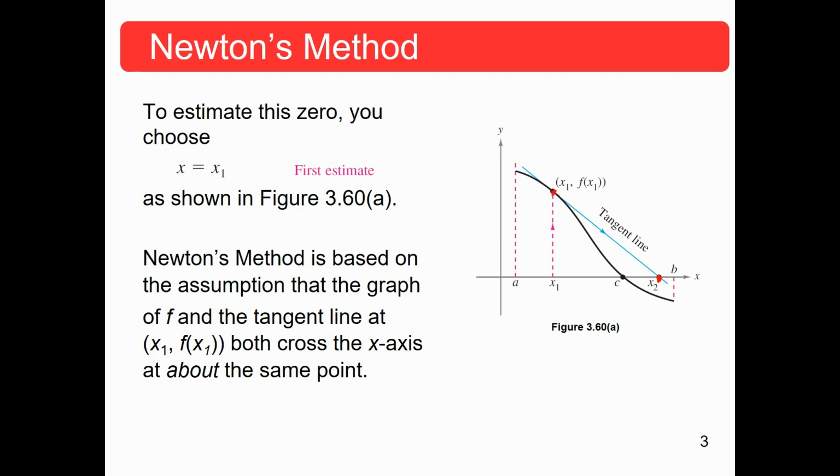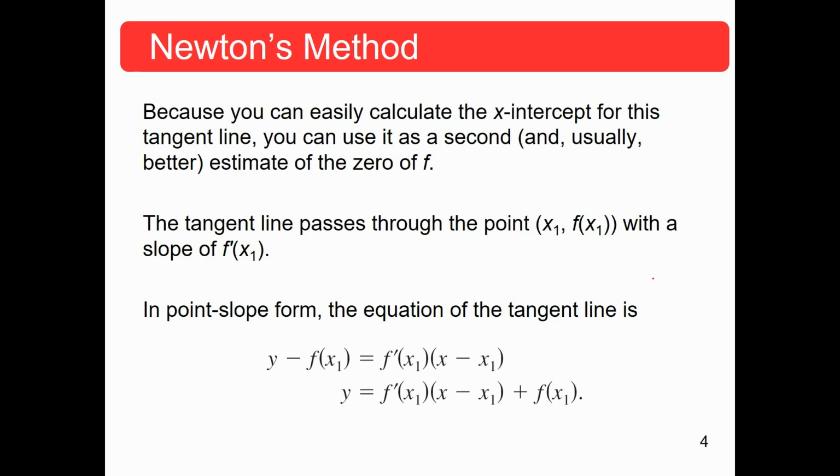Now, basically, I know a couple of things, right? I know that we have x1, f of x1. They're crossing the x-axis at kind of the same place. That's the goal, for these two things to be fairly close to each other, okay? Because we can easily calculate the x-intercept of that tangent line, we can use it as a second estimate of the zero of f, okay?